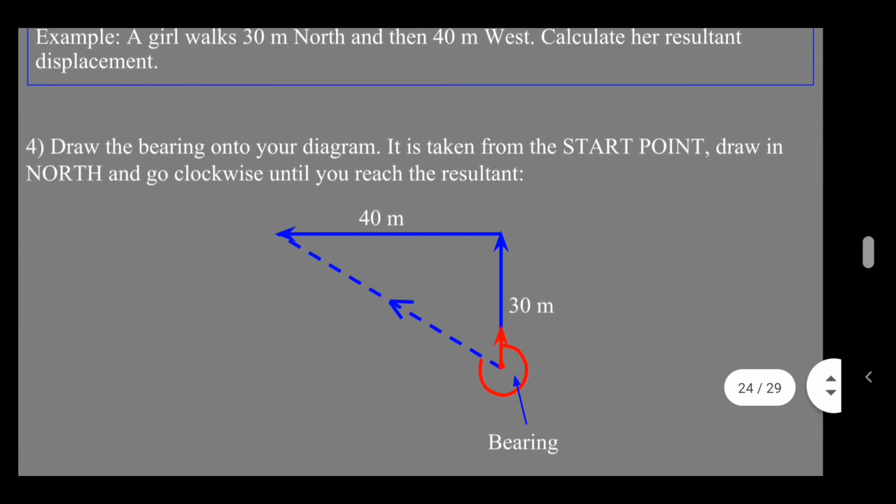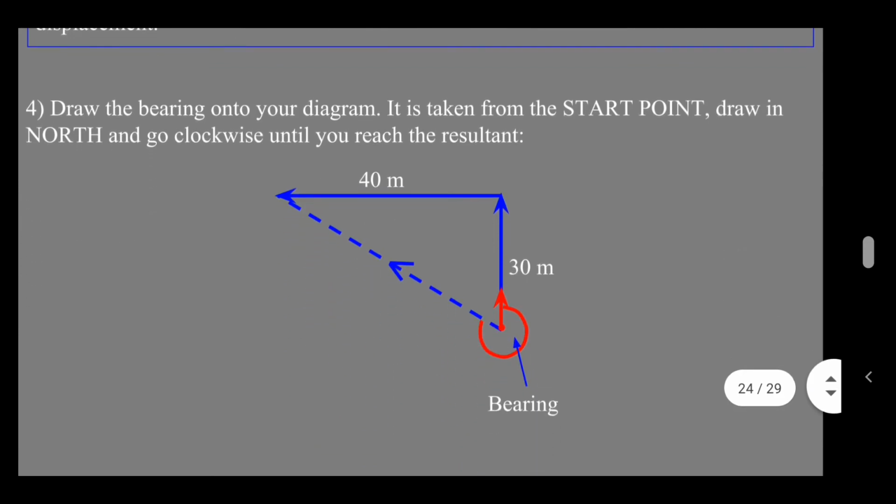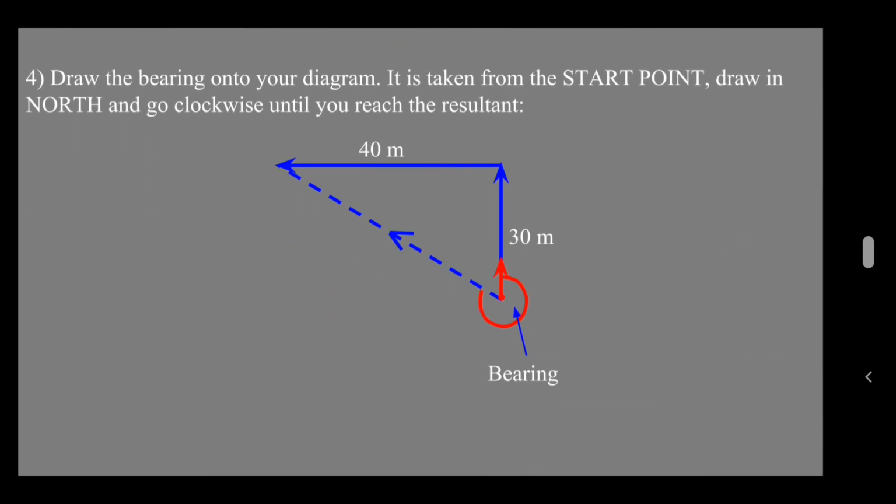However, this is where it gets tricky. We need to now draw the bearing onto our diagram, because remember, it's a vector. Displacement, velocity are vectors. We need to add a direction. So we need to find out a bearing. Now, in this triangle, something is travelling almost northwest. We don't know exactly what the angle is, but we know it's roughly going northwest. So we know the bearing is going to be fairly large, because the bearing is from the north all the way around in a clockwise direction to where the resultant is.